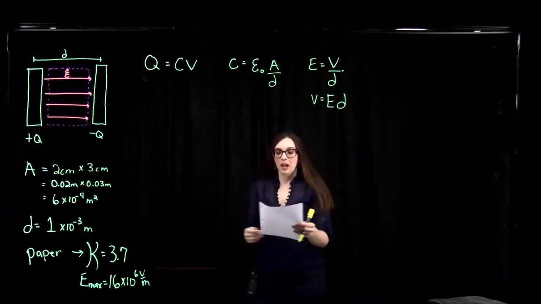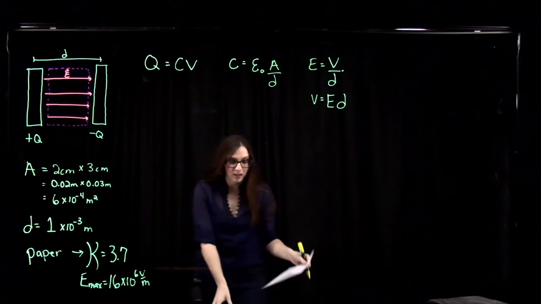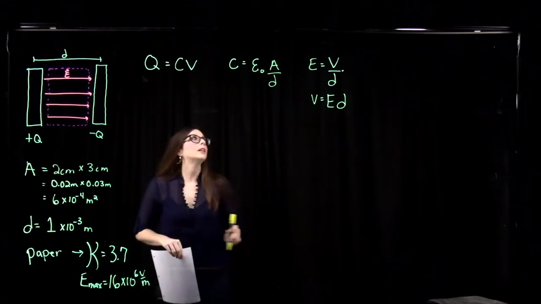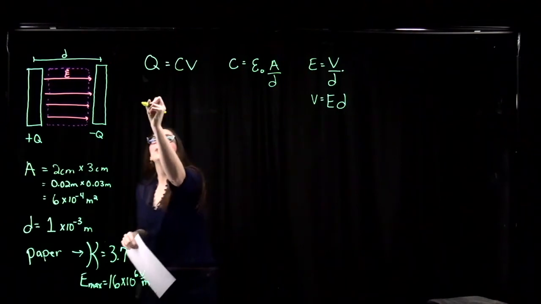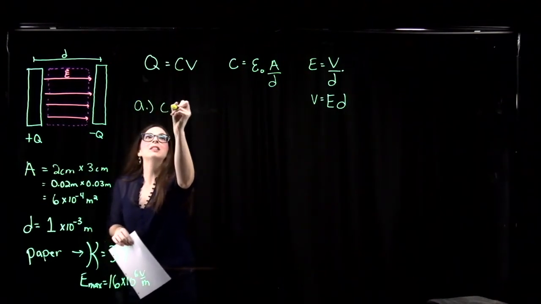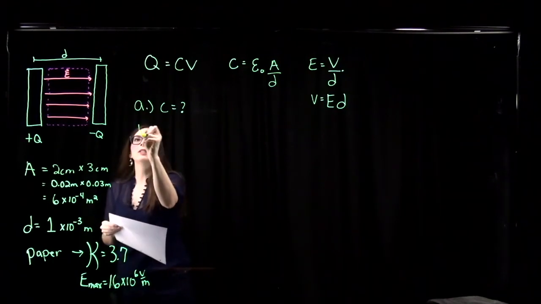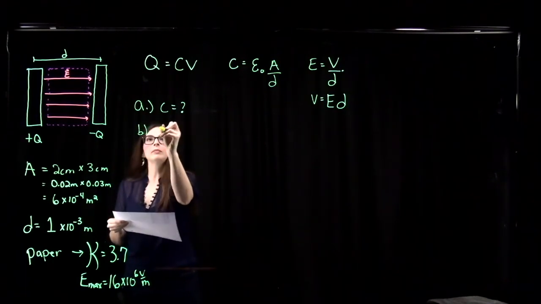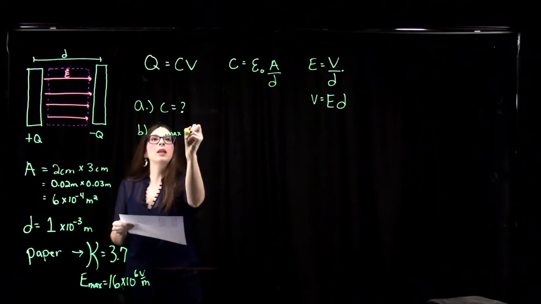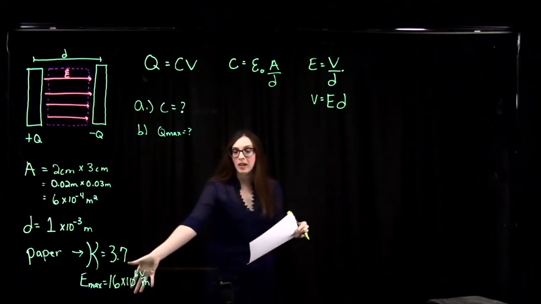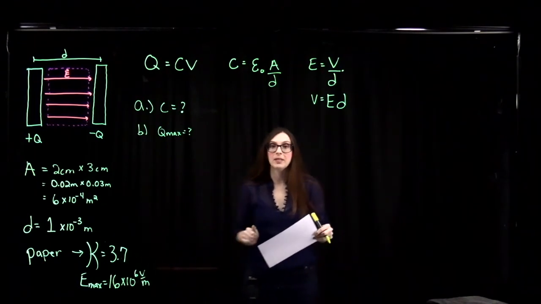Okay, and so then we're asked to find the capacitance of this device. Okay, so we'll write it here. We want the capacitance of this device, and we will also want the maximum charge that we can place on this capacitor with the dielectric of paper inside it.